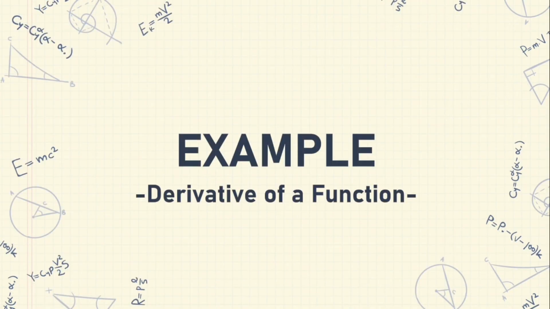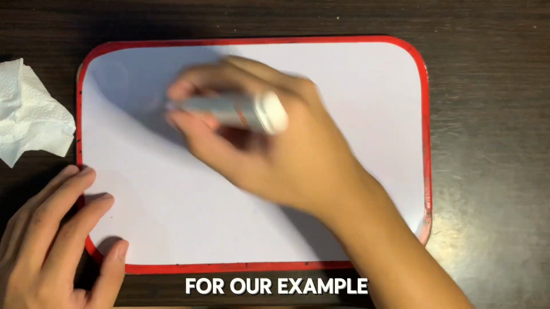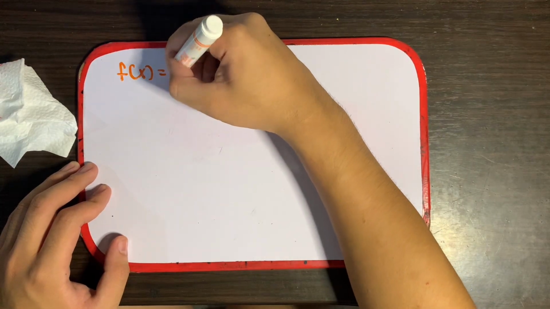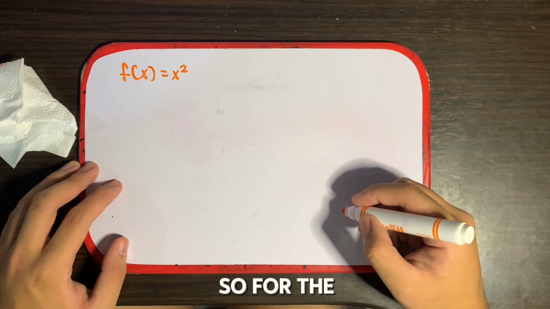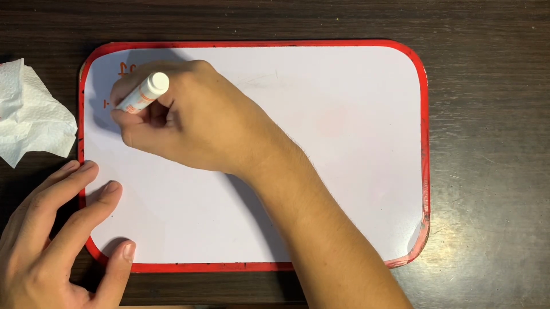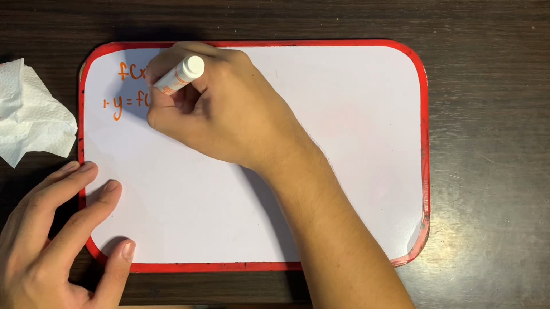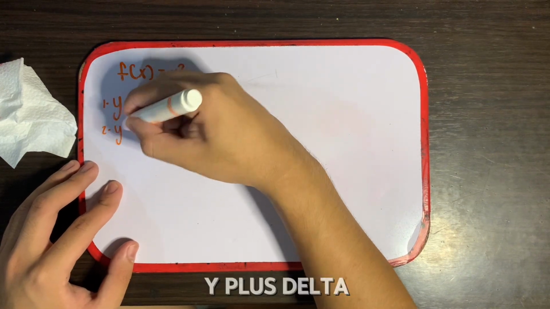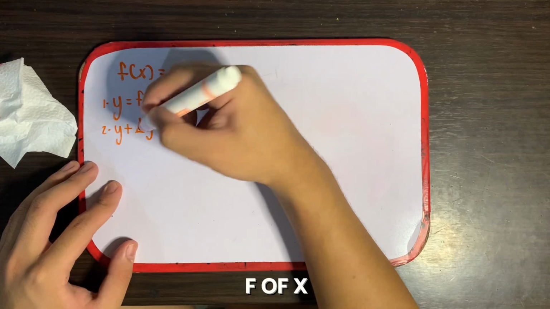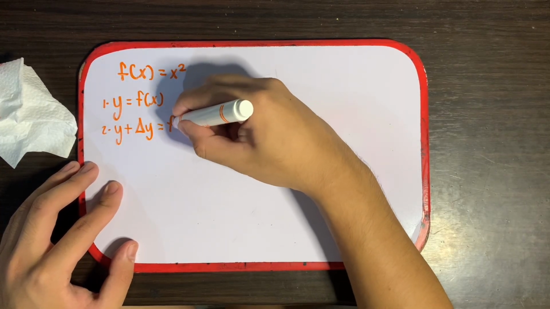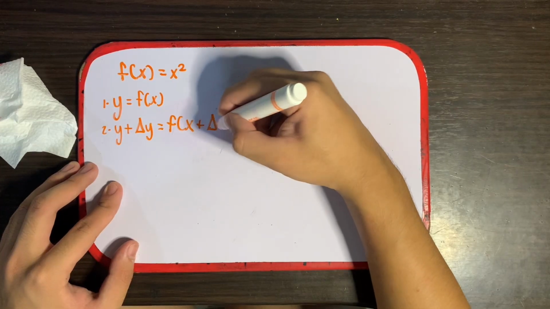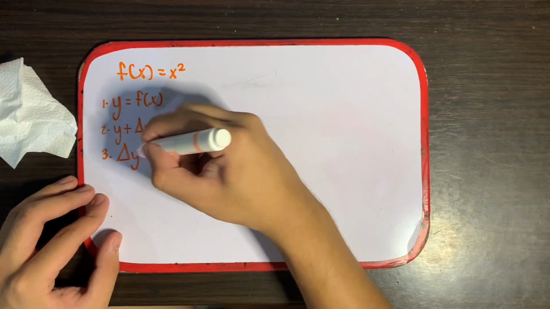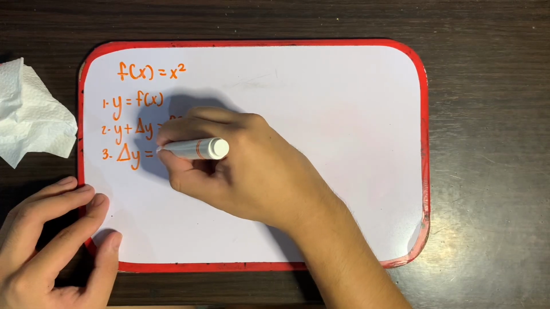For example, for our example, find the derivative of f(x) = x squared. For the first step, we transform y equal to f(x). For the second step, we state that y + delta y is equal to f(x + delta x). For the third step, delta y is equal to f(x + delta x) minus f(x).